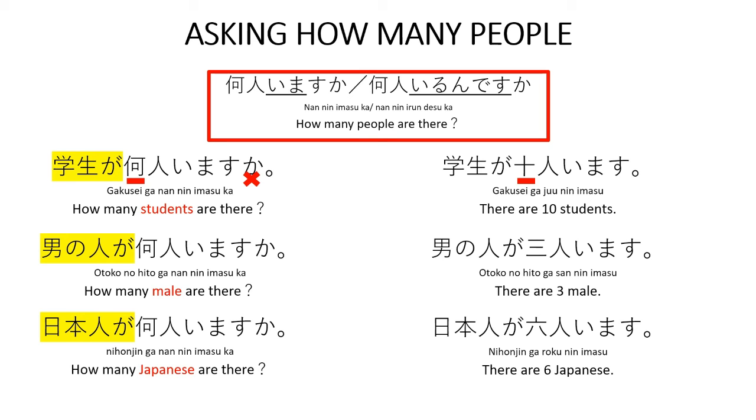Okay? That is what we did with the second example. Nannin imasu ka? 3人. And the same with the third example. Nannin imasu ka? 6人います. Change the kanji for nani and then remove ka. Okay?